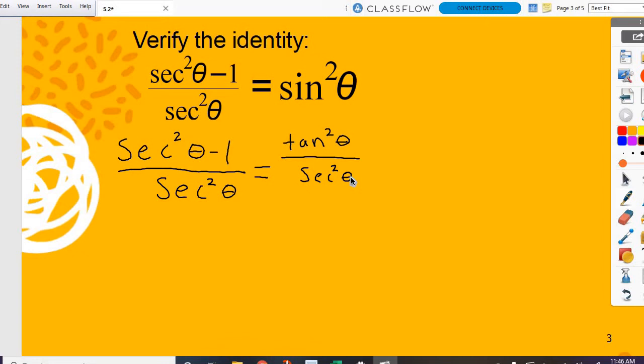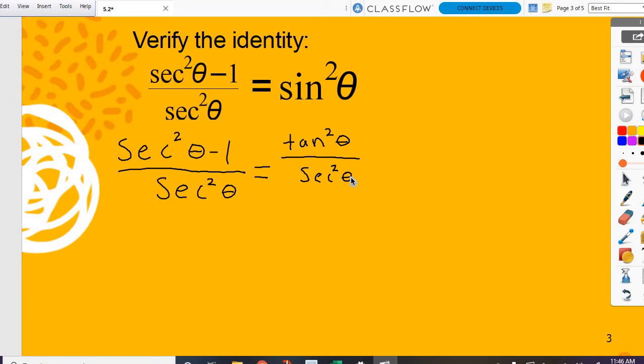Alright, so now we have tangent squared of theta divided by secant squared of theta. Are we done? Can we stop there? How do we know we're not done? That's what's nice about these: we know when we're done when we get to what it has to be. Whereas before we just kind of had to say, oh yeah, that looks kind of simplified. Now we actually have an endpoint in mind. So what might we want to try now?